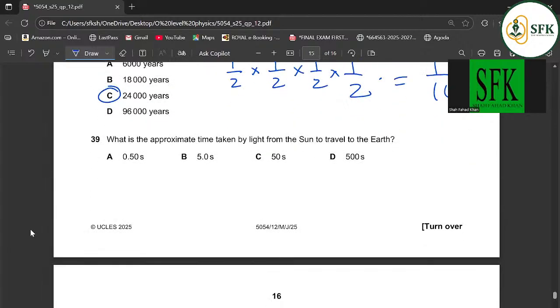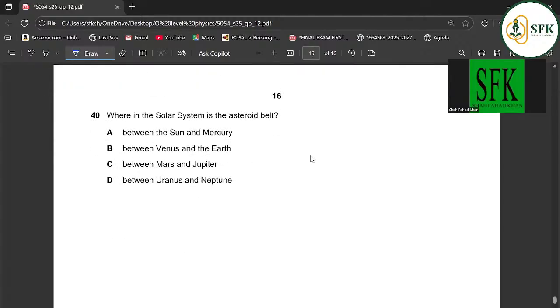What is the approximate time taken by light to travel from the Sun to Earth? Well, this is something you'll need to remember. 500 seconds. Done.